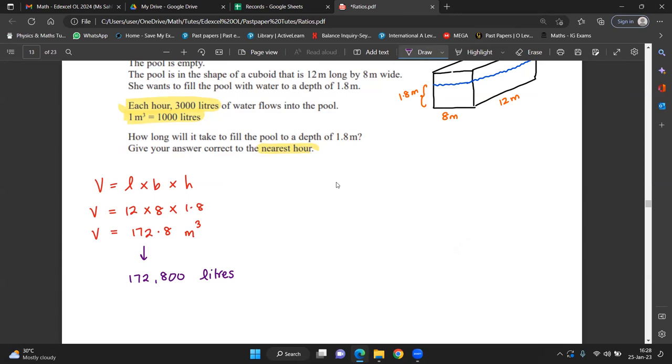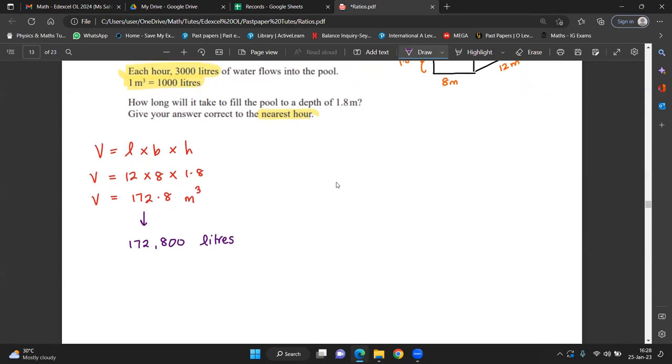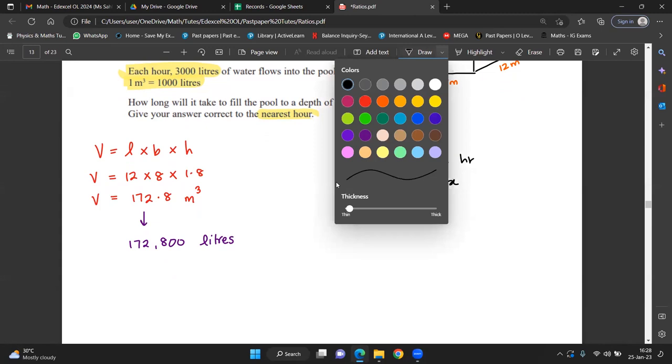Okay, so 3,000 liters for 1 hour, then 172,800 liters will take how many hours? What working do we have to do? Cross multiplication. So we know if 3,000 liters take 1 hour, 172,800 liters will take X hours. Yes or no? Yeah? Cross multiply.